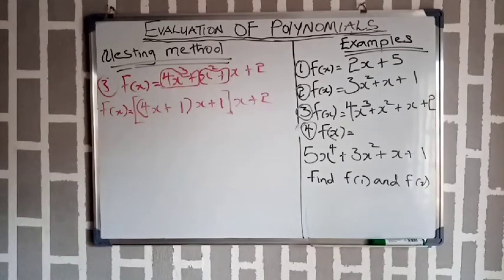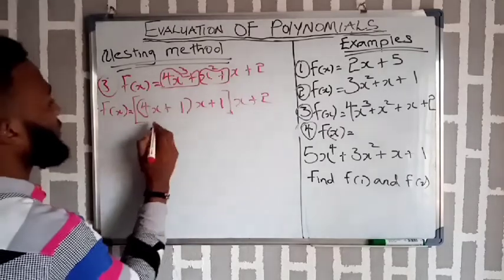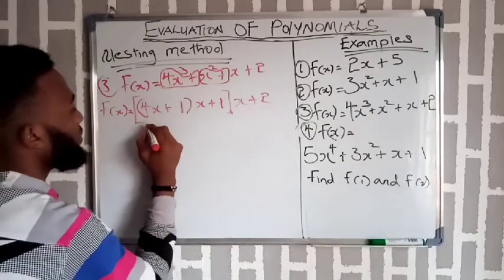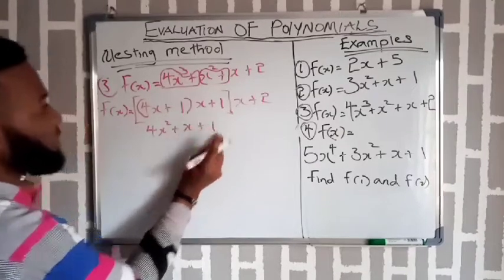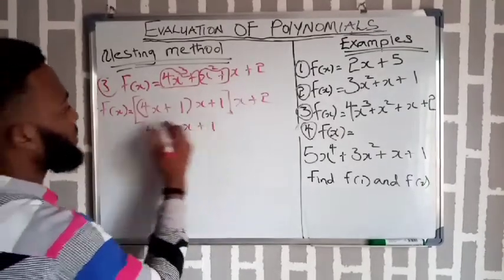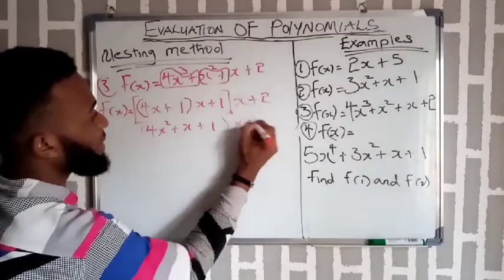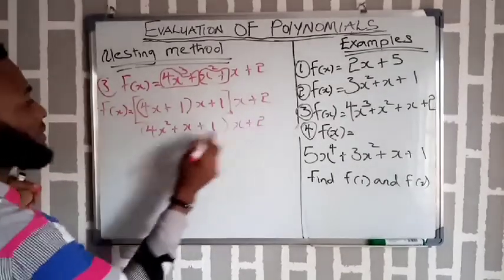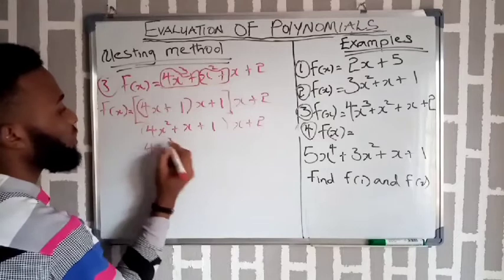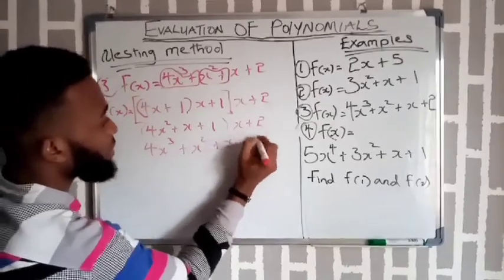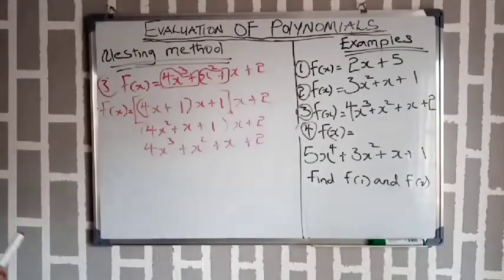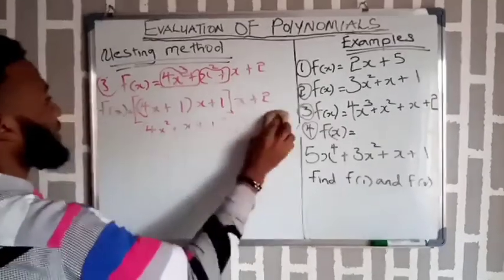If you open up this, you're meant to get back this. Should we try it and see? Okay, let's open up this first. This is 4x squared plus x plus 1 multiplying x plus 2. If you open up this, then this is 4x cubed plus x squared plus x plus 2. As simple as that. If you open it, you still get the same thing.